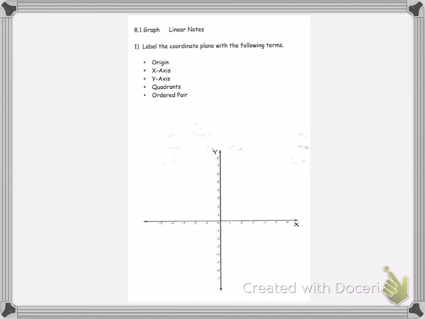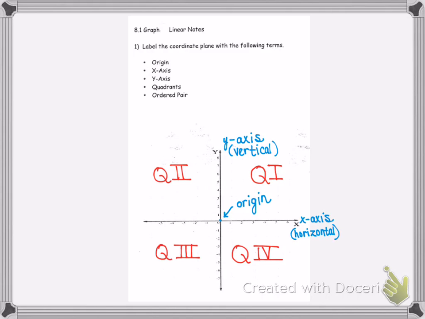So there's a list of 5 terms that I want you to pause the video and try to fill in, labeling on your graph below. And then you're going to unpause the video and check your answers with mine. So here's what I want you to have labeled on your graph.